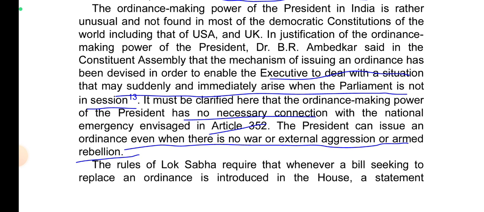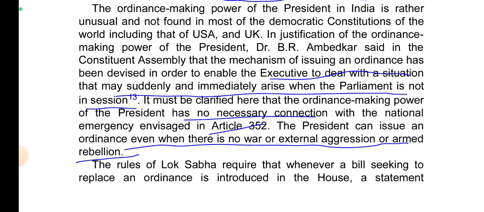In justification of the ordinance making power of the President, Dr. B.R. Ambedkar said in the Constituent Assembly that the mechanism of issuing an ordinance has been devised in order to enable the executive to deal with a situation that may suddenly and immediately arise when the Parliament is not in session. It must be clarified here that the ordinance making power of the President has no necessary connection with the national emergency envisaged in Article 352.